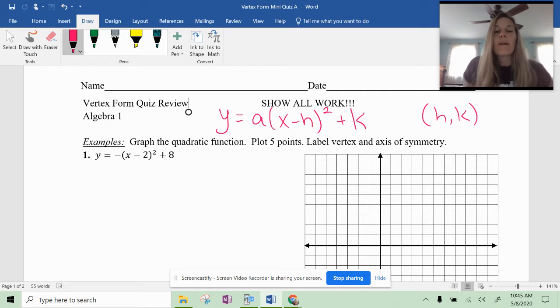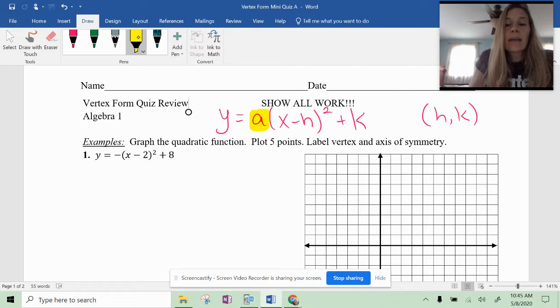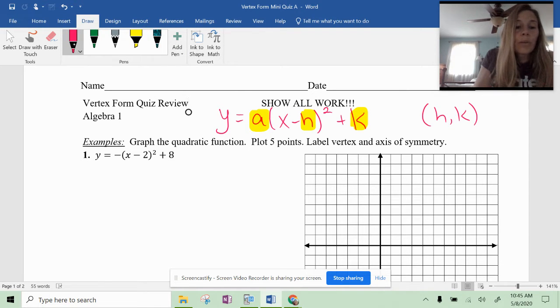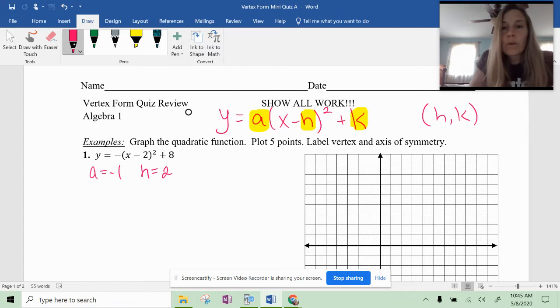All right, so we're going to graph each function. We're going to make sure we plot at least 3, but preferably 5 points. And we're going to label the vertex and the axis of symmetry, and we'll point out a couple other things as well while we go through this. The first thing generally you want to do is identify the a, the h, and the k in the equation. So for number 1, a is -1, h is +2. Remember, that's always the one where you have the opposite sign of what you see there. And then the k is 8.